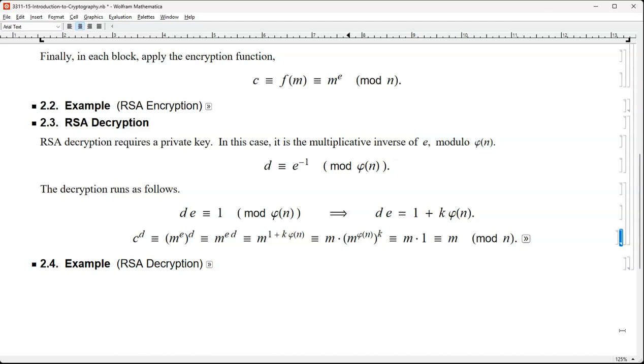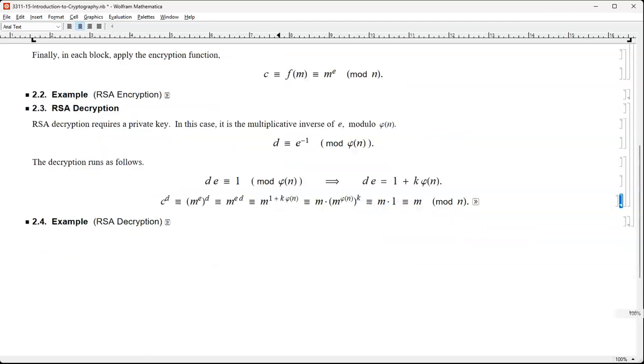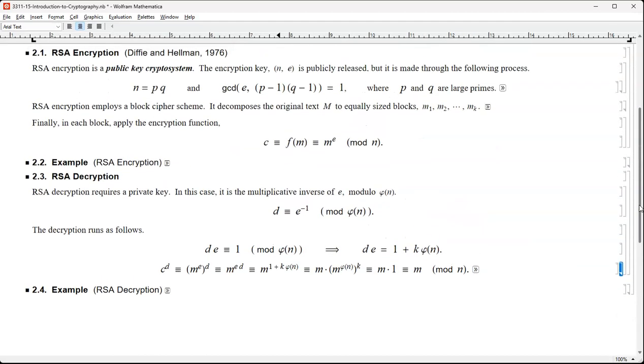So that's how the decryption works. Encryption: m to the e power. Decryption: c to the d power, where d is a multiplicative inverse of e modulo phi of n. Let's do an example problem.